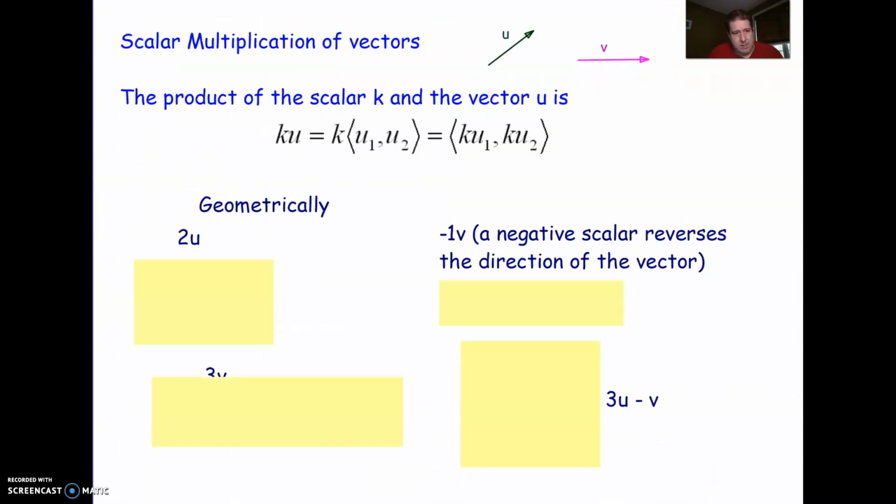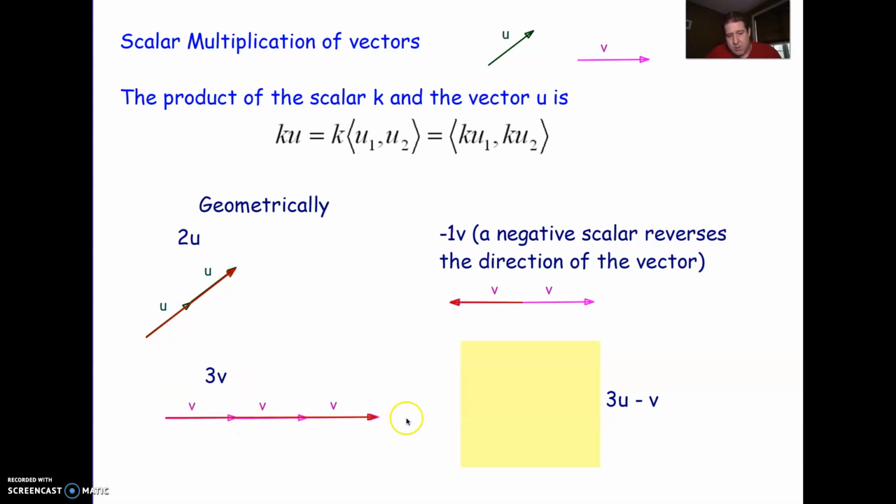All right, 2 minutes left to cover scalar multiplication. It's really no different than what we had just done. So doubling U. If this is vector U, and this is vector V, then double U is just going to be 2 resulting. And -1 V's means instead of going to the right, it's going to go to the left. So the red is the resulting vector of -V.